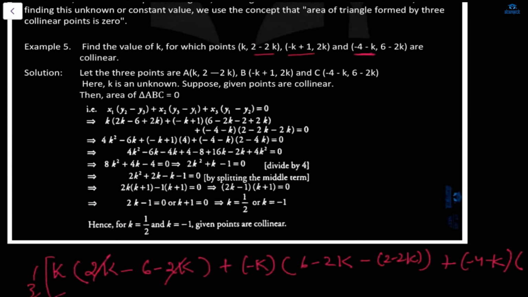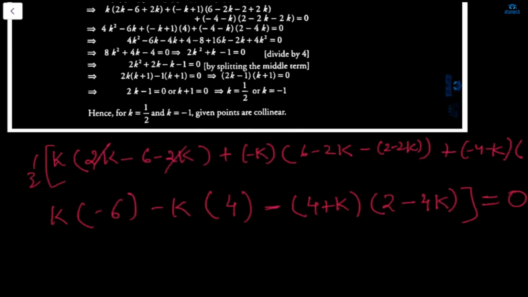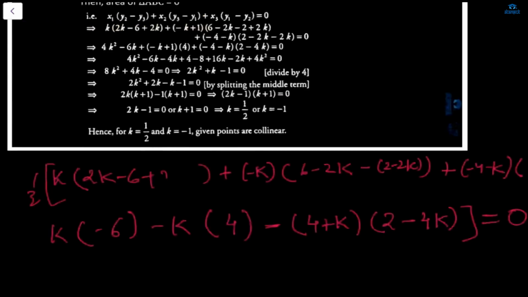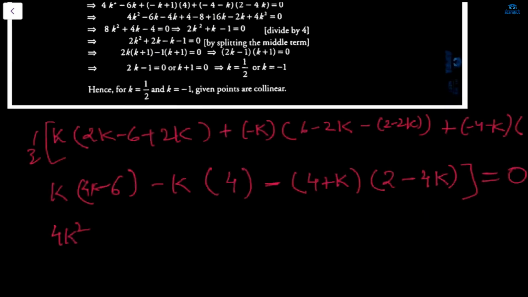6 minus. Okay, this will become plus. This will not get cancelled. 2k. What is here? 2k minus 6 plus 2k. Minus will become plus now. So here it will become 4k. 4k minus 6 will be there. Okay. So here it will be 4k square. Okay. Minus 6k. Okay. Minus 4k. Okay.